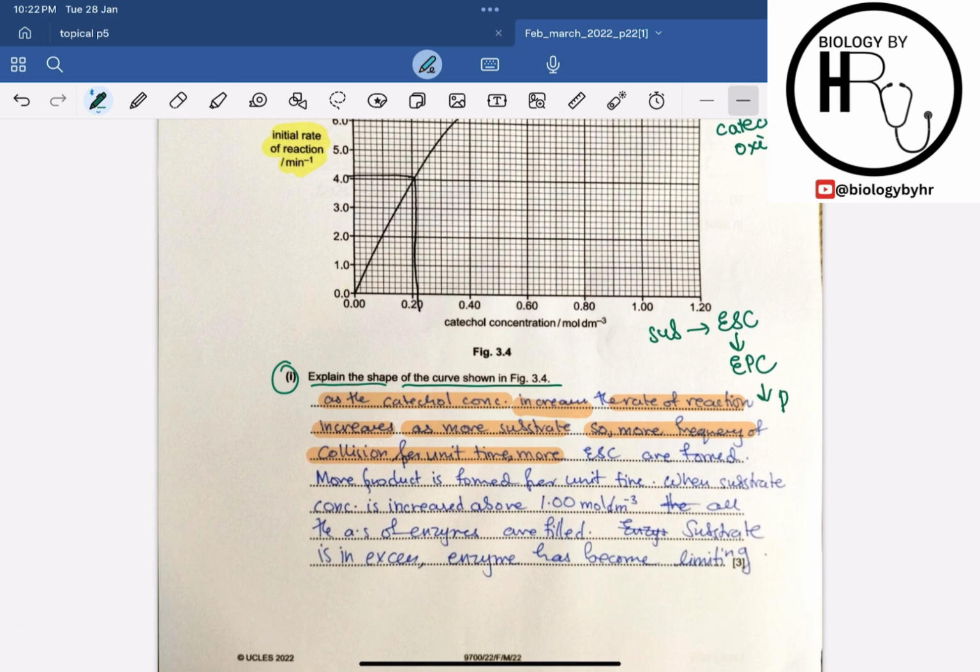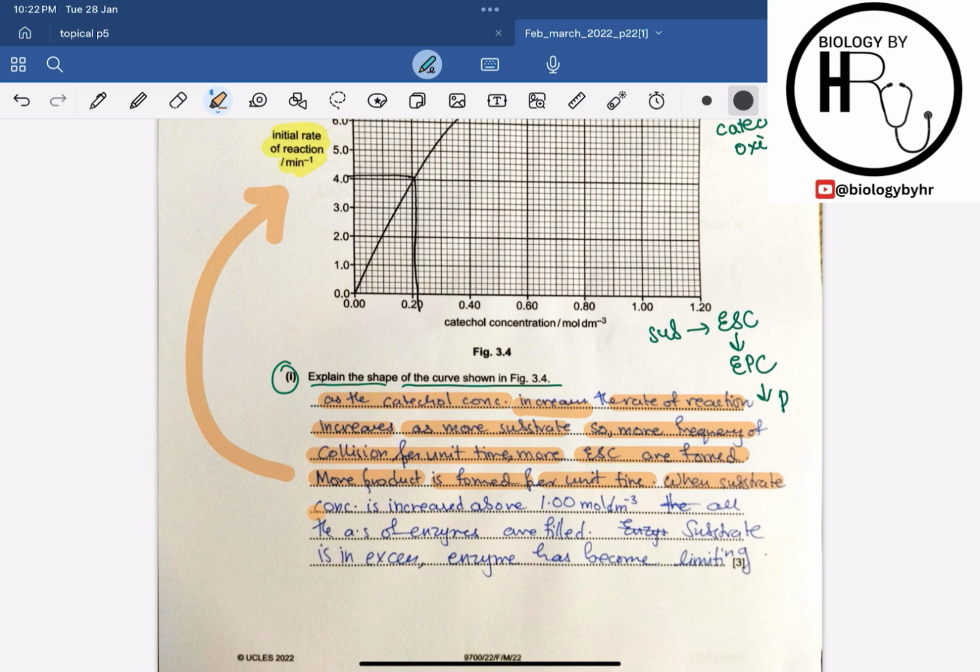Alright, so this is what they are telling over here in the answer: more enzyme substrate complexes are formed, and more product is formed per unit time. So the rate of reaction basically increases, right? The rate of reaction is increasing over here.